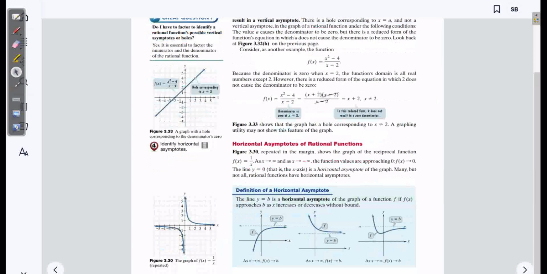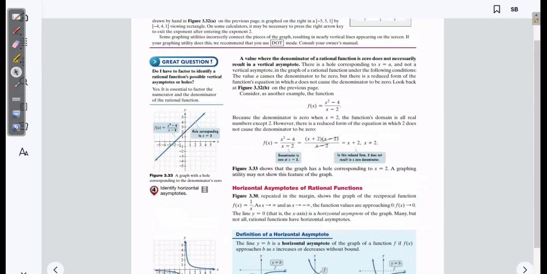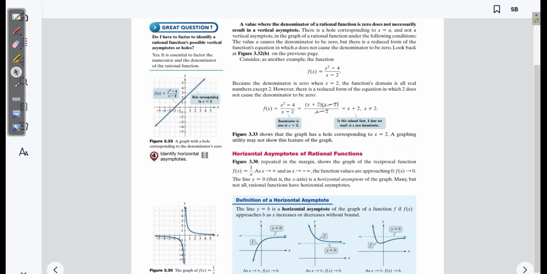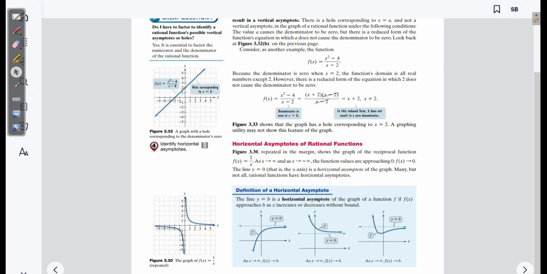Alrighty, next up we're going to talk about horizontal asymptotes. All right, so if we have a vertical asymptote, then certainly we have a horizontal asymptote, right? So the horizontal asymptote. All right. The definition of a horizontal asymptote: the line y equals b is a horizontal asymptote of the graph of a function f if f of x approaches b as x increases or decreases without bound.